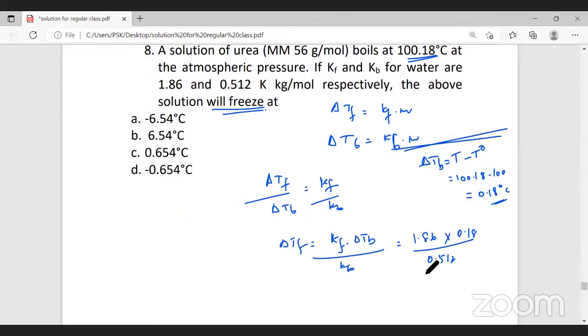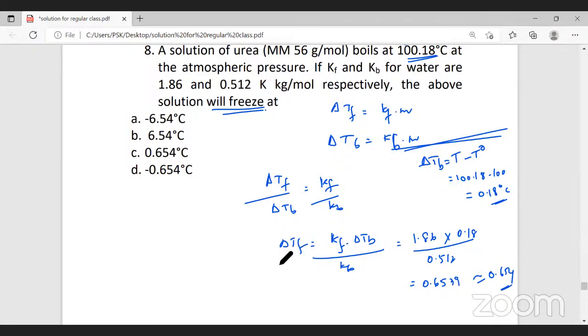In this kind of problems, in the chapter solutions, if you take degrees Celsius or the Kelvin scale, you'll get the same answer. So do not convert here. On simplification, you will get around 0.6539, approximated to 0.654.